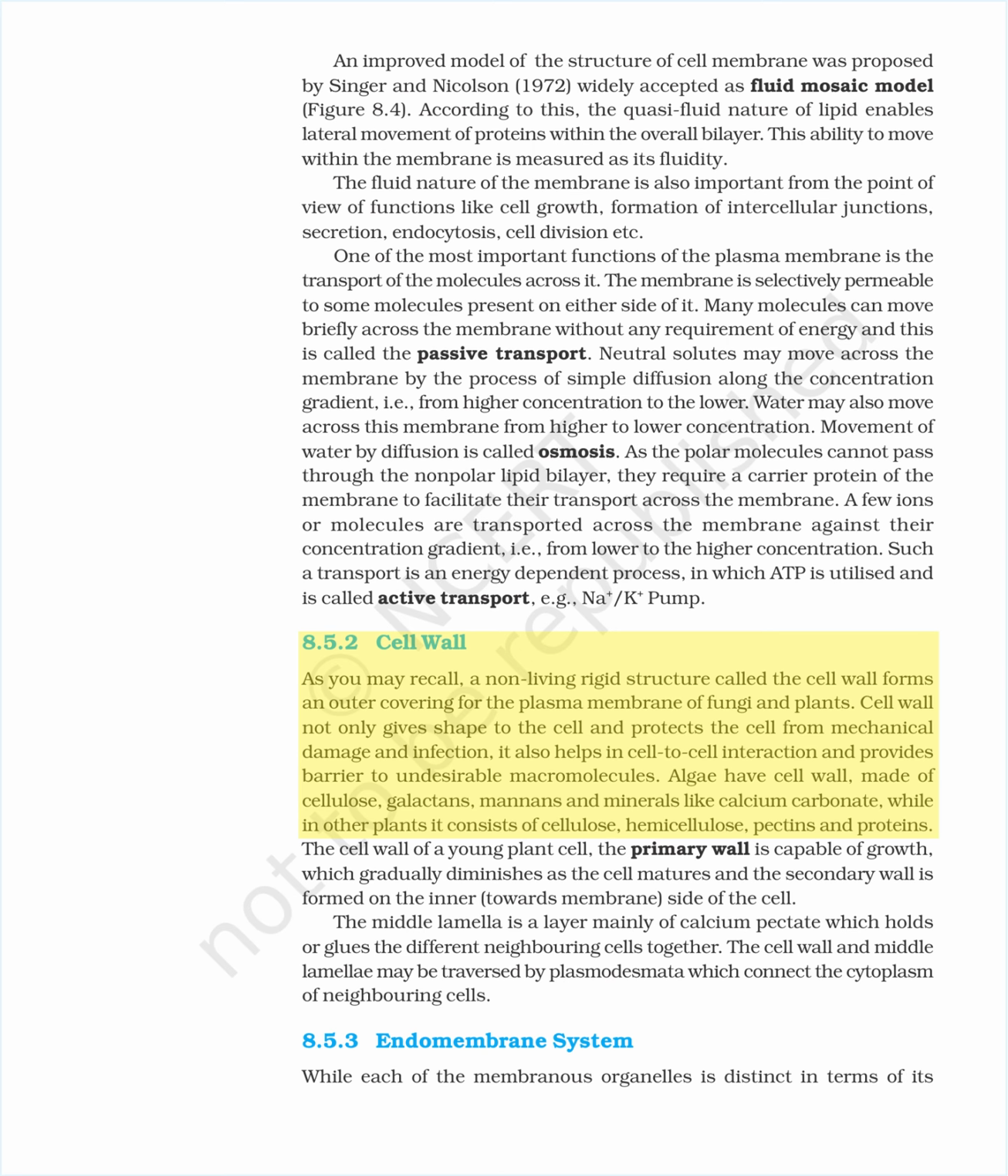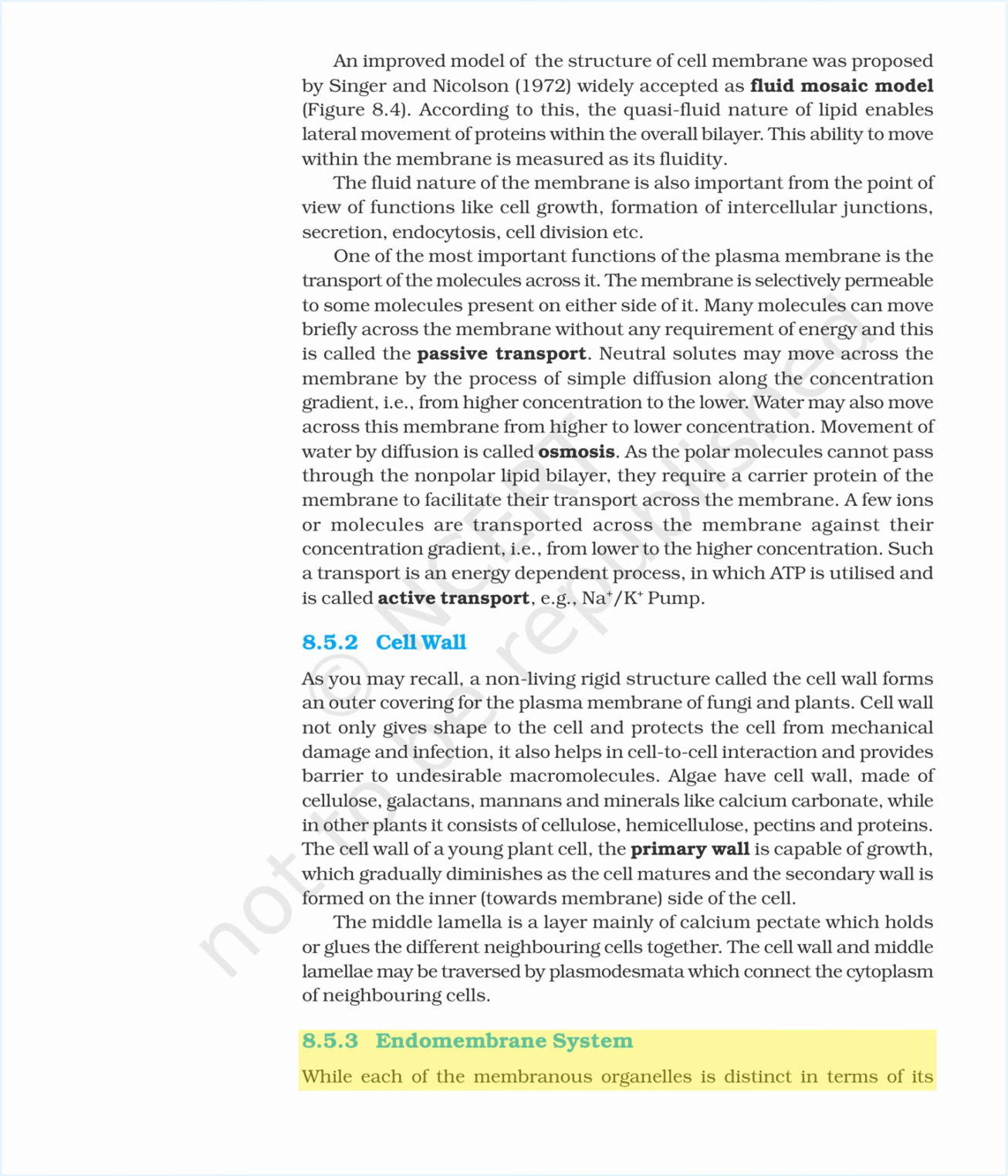Algae have a cell wall made of cellulose, galactans, mannans, and minerals like calcium carbonate, while in other plants it consists of cellulose, hemicellulose, pectins, and proteins. The cell wall of a young plant cell, the primary wall, is capable of growth, which gradually diminishes as the cell matures, and the secondary wall is formed on the inner, towards the membrane, side of the cell. The middle lamella is a layer mainly of calcium pectate which holds or glues the different neighboring cells together. The cell wall and middle lamellae may be traversed by plasmodesmata which connect the cytoplasm of neighboring cells.